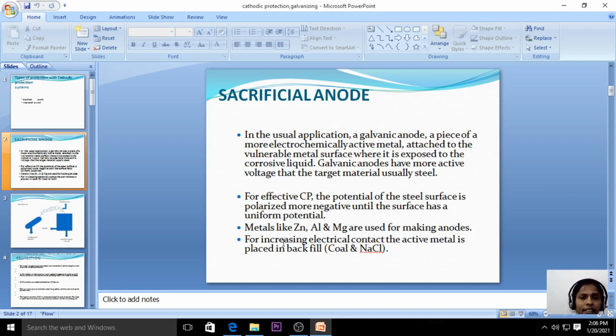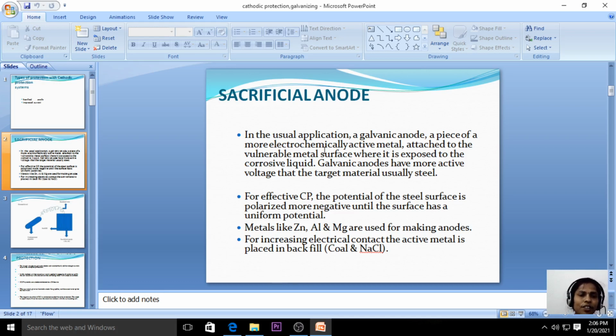To increase electrical contact, the active metal is placed in the backfill. The metal connected to the steel, the anode, is the highly active metal, and that highly active metal is placed in the backfill. When placed in the backfill, it releases current. That current is called the corrosion current, which we will see in the next slide.